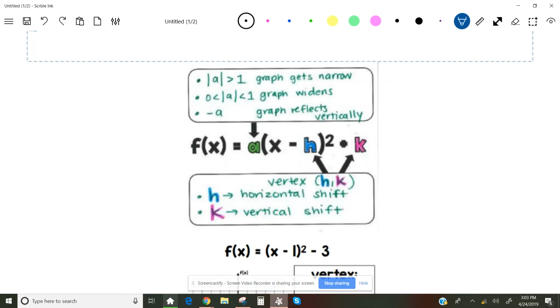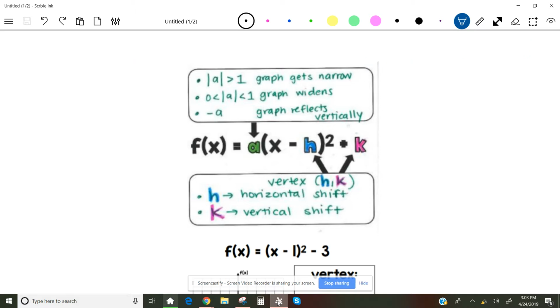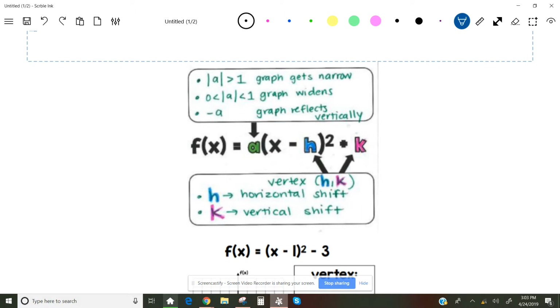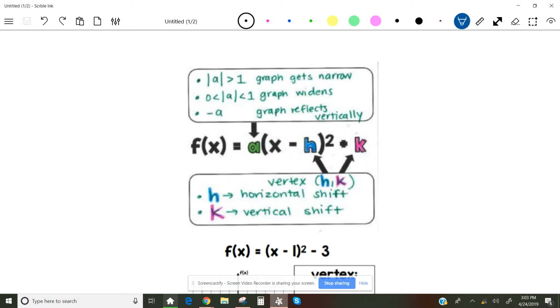Good afternoon. We're going to start going over transformations of parabolas in vertex form. So if I were you, what I would do right now is pause the video so that we can copy this part down. So pause the video now.